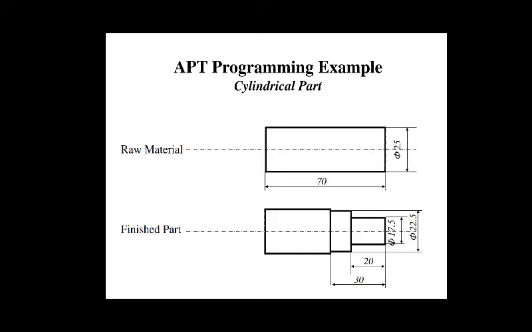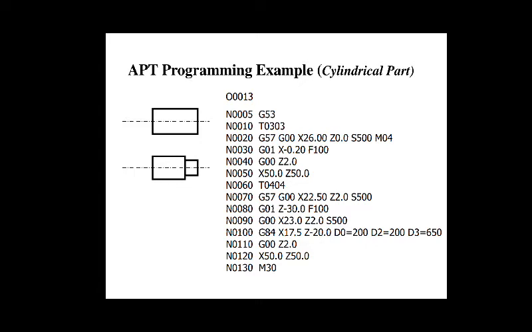Let us see one by one the meaning of each block. Let us go. So first, that is O0013. O is nothing but for a program number, so O0013 is the program identification number.